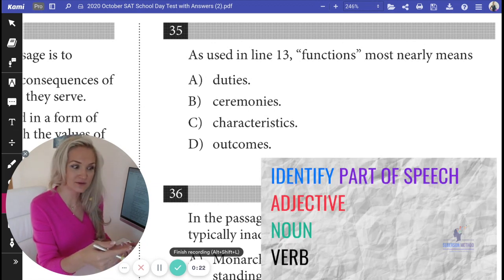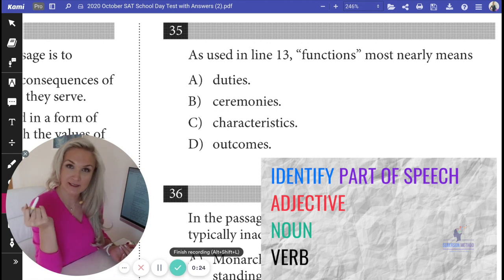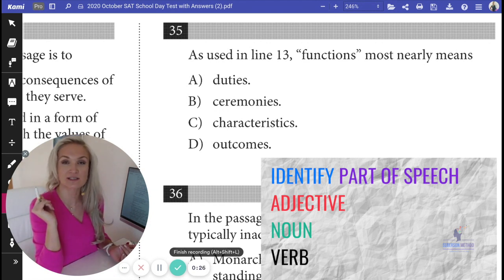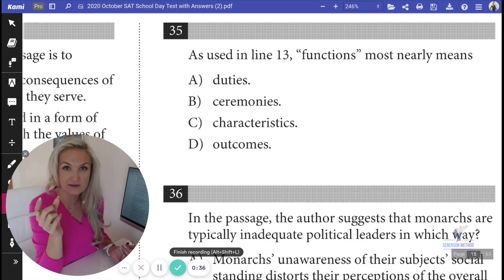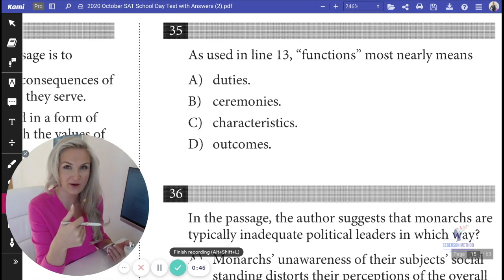But sometimes with questions like functions, it could be a little bit complicated because the word functions can either be a conjugated verb. Conjugated means it changes its form based on the subject. For example, the program functions well. So functions could be a verb, but it could also be a noun, like a plural noun, many functions. And going into the line without that knowledge, I don't think is helpful.